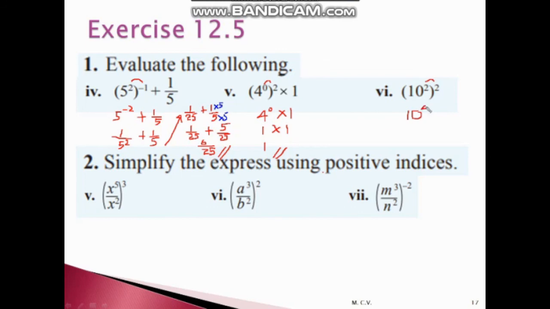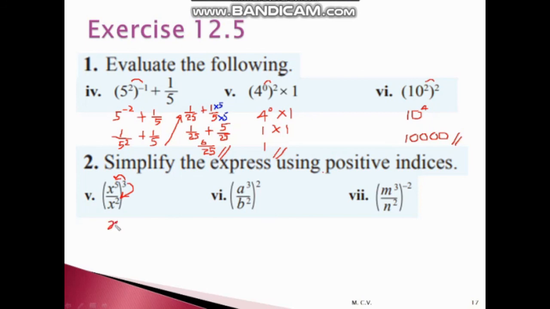10 to the power 2 to the power 2. 2 into 2, 4. So 10 to the power 4. That means 10 into 10 into 10 into 10. 10 into 10, 100. 100 into 10, 1000. 1000 into 10, 10,000.